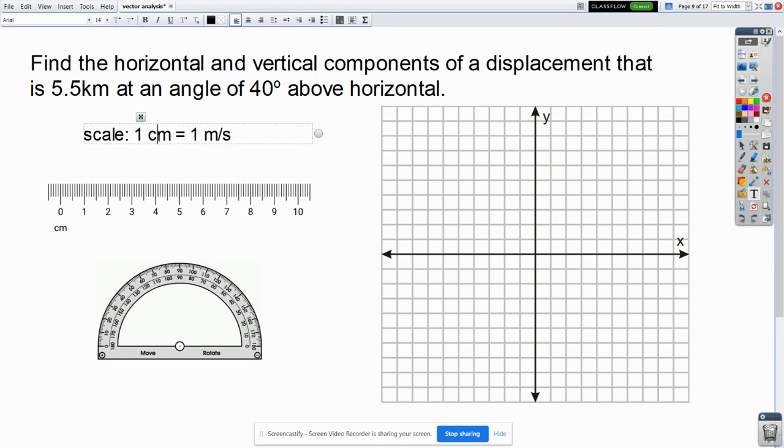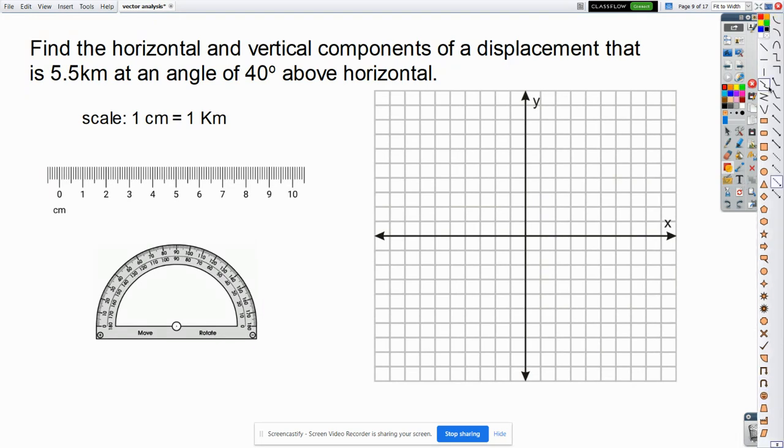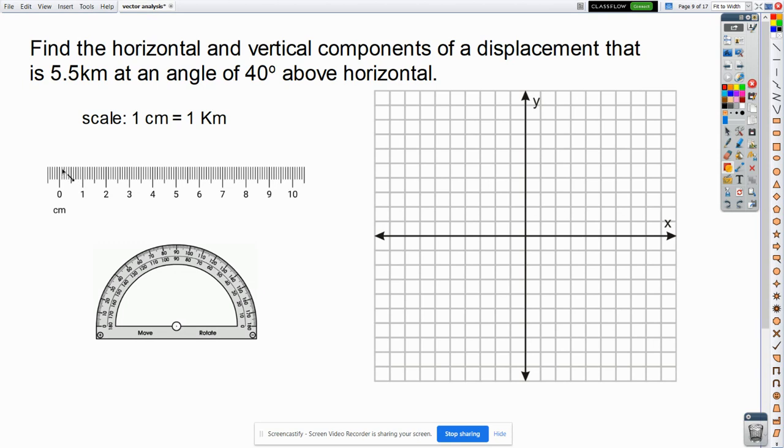And 1 centimeter is going to equal 1 kilometer in this case. 1 centimeter equals 1 kilometer. I need a 5.5 centimeter vector. So let me get my arrow tool, and let me draw that 5.5 centimeter line. Goes to right there.